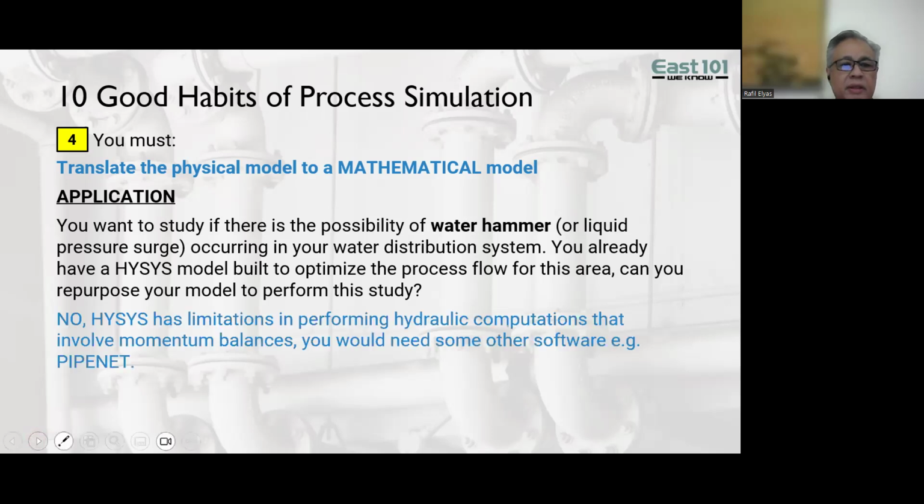Okay. So you need to use some other tool. Now, I found out the hard way when I was younger. I think one of my sales guys told the customer that, yeah, we could use HYSYS for water hammer and liquid surge, and obviously we couldn't, and ended up having a very angry customer.